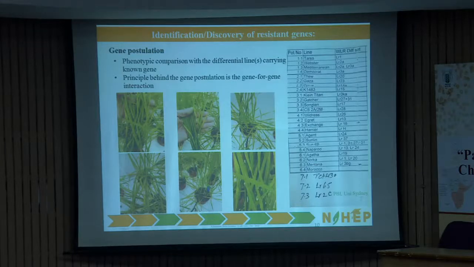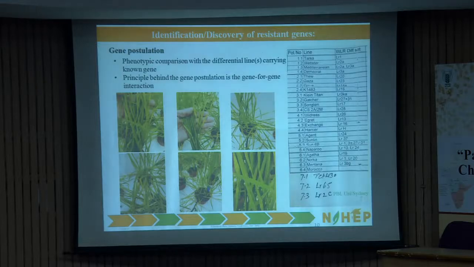For example, I will give you an example for the gene postulation. This works on the principle of the gene-for-gene hypothesis, what we know already. So you will get different kinds of reactions of the differentials and the line of your question, the line which you want to know what gene is there inside it.